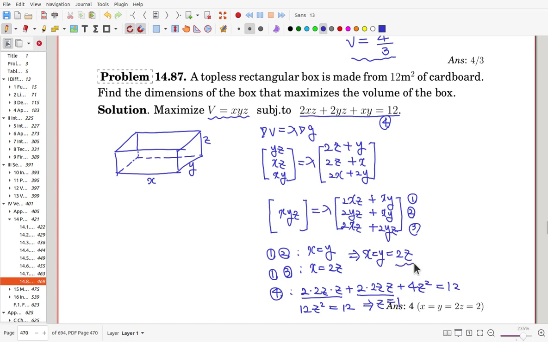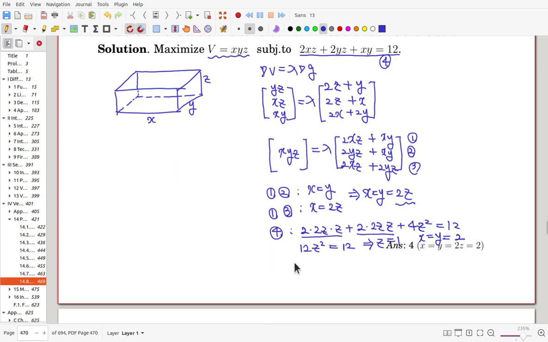If z is 1, then x and y must be 2, right? So x equals y equals 2. If we multiply x, y, z, each of x and y is 2 and z is 1, so the maximum volume is 4. That's the final answer.